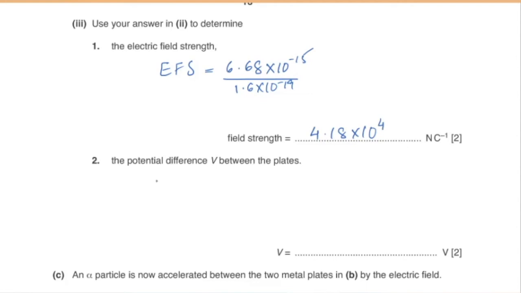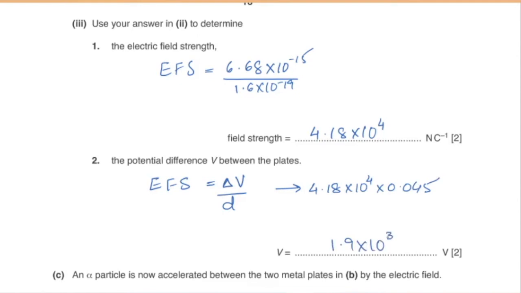The potential difference V between the plates. So electric field strength again is equal to change in voltage divided by the distance between the charged plates. The electric field strength from the previous part is 4.18 into 10 to the power of 4, and the distance between the charged plates is 0.045. So V is going to be equal to the product of those two values. And hence we have the V between the plates as 1.9 into 10 to the power of 3 volts.